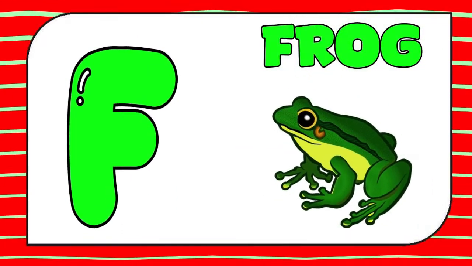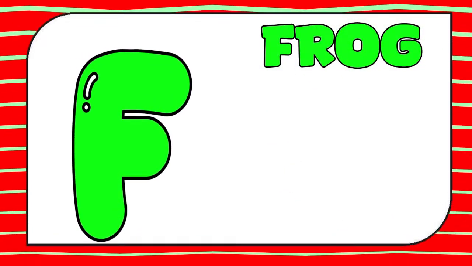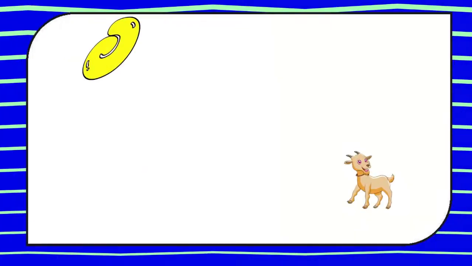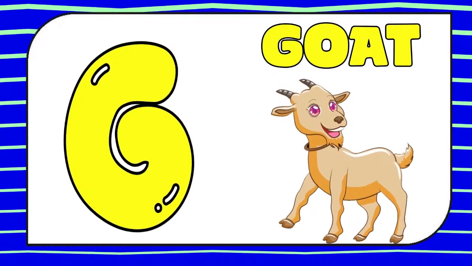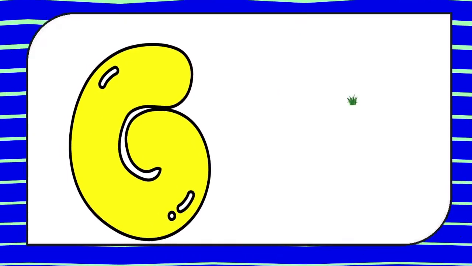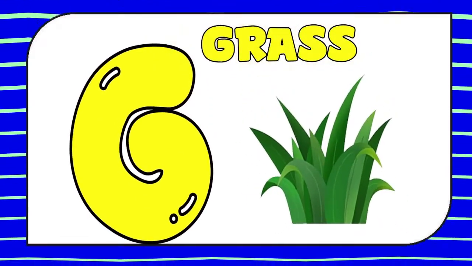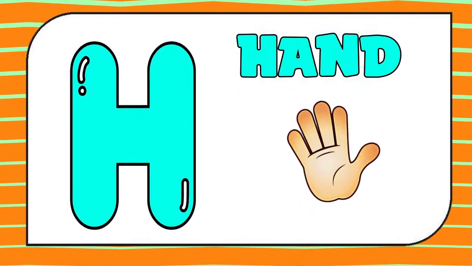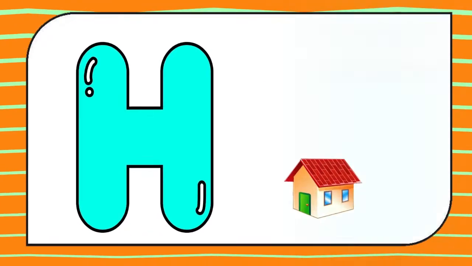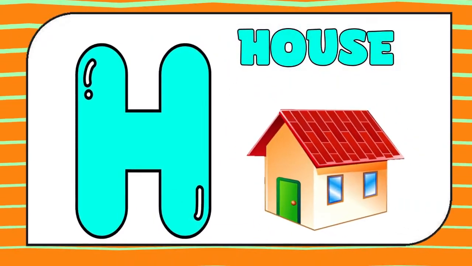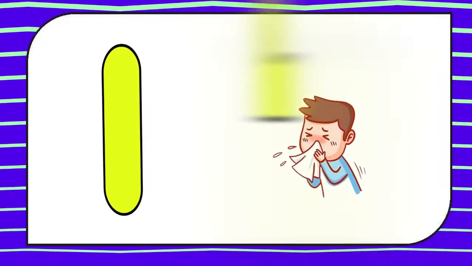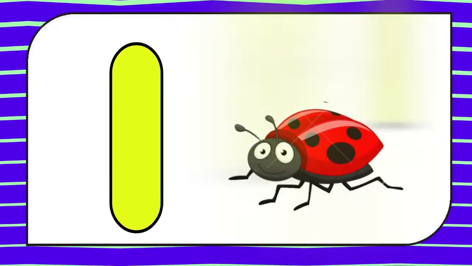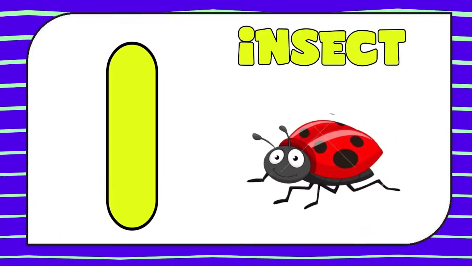F is for frog, the frog. F is for flower, the flower. G is for goat, goat. G is for grass, grass. H is for house, house. H is for hand, hand. I is for ill, ill. I is for insect, insect.